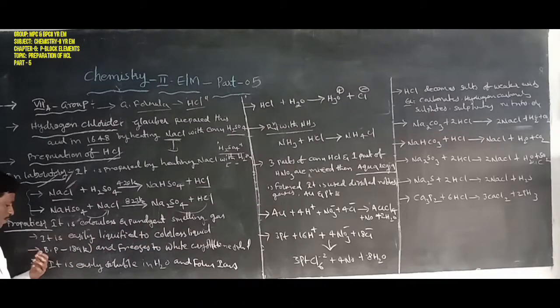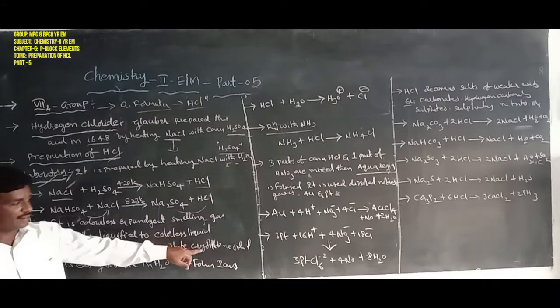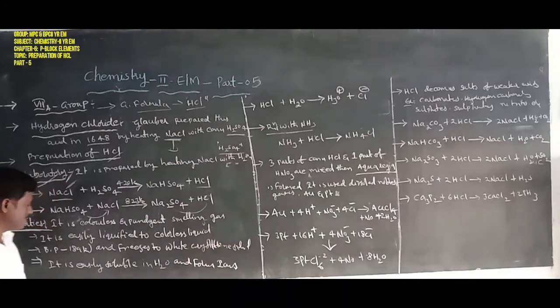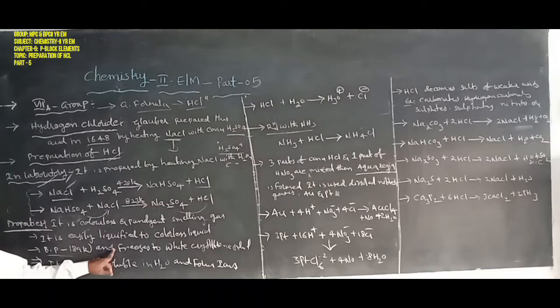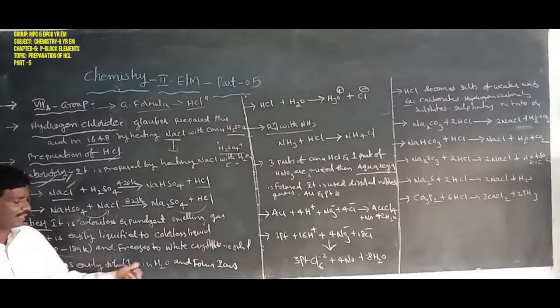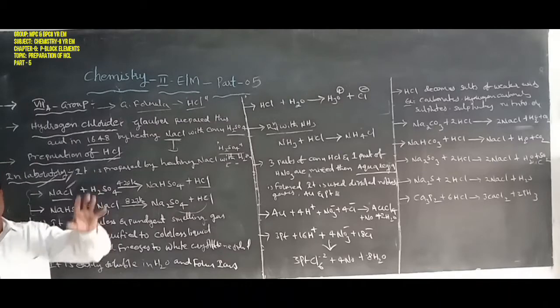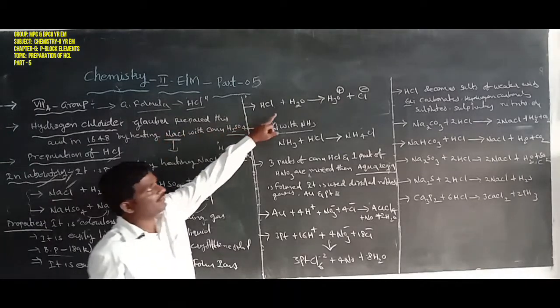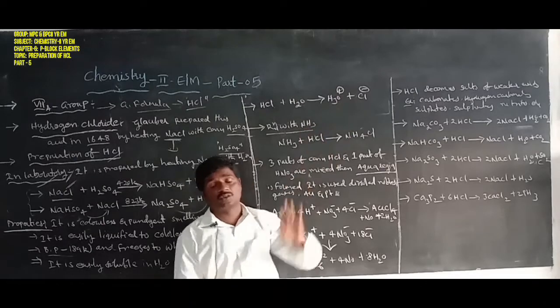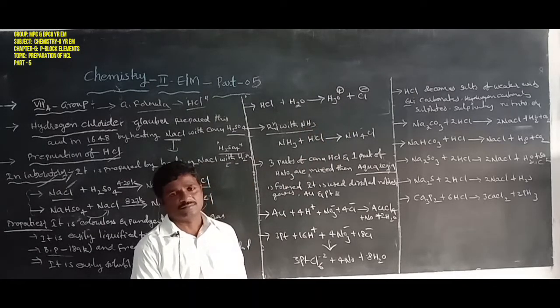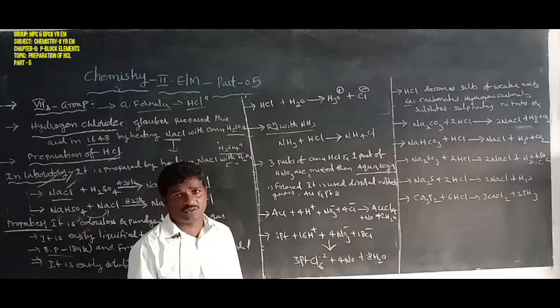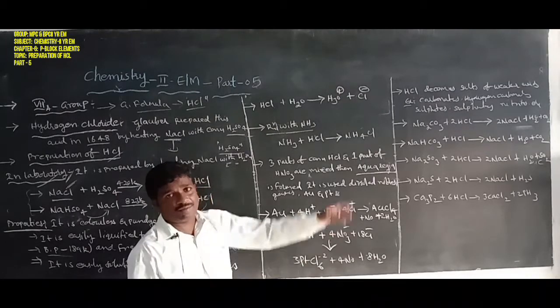Next, the boiling point is 189 Kelvin, and it freezes to a white crystalline solid. It is easily soluble in water and forms ions. Hydrochloric acid easily dissolves in water molecules to form a hydronium ion and a chloride anion.